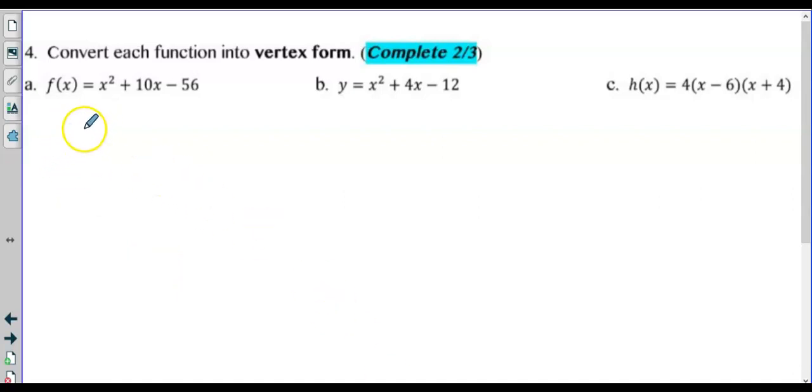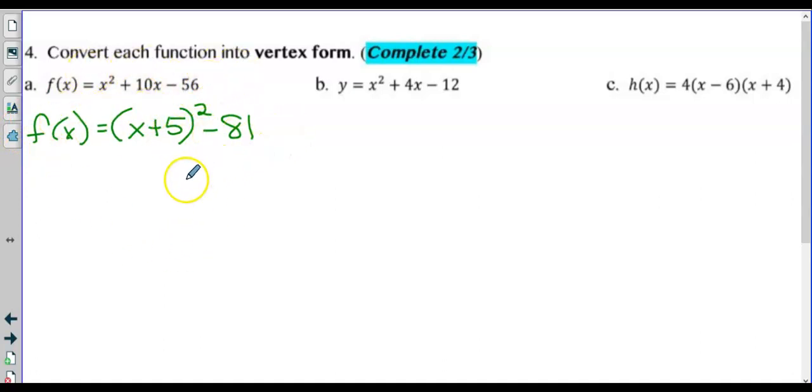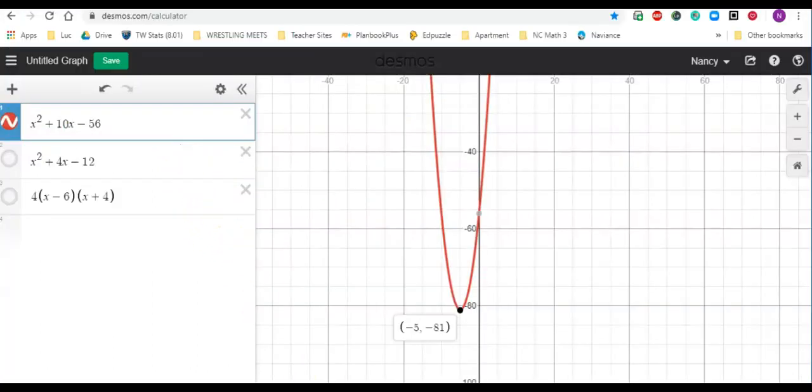That would be plus 5, because the vertex was at -5, so that's the opposite, 12, and then minus 81. So that would be the answer. If you're interested in seeing this without graphing it, I could show you, but I'm not going to take up time on this video to do that.